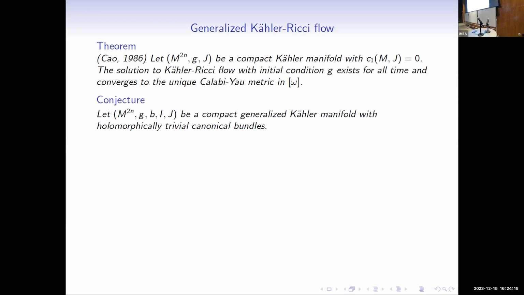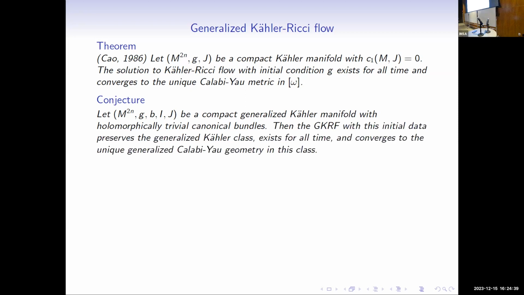Okay, so we can at least write down now an even more concrete conjecture, which at least covers this closed spinor case that I talked about. So we have a compact generalized Kähler manifold with holomorphically trivial canonical bundles. What I mean here is that both generalized complex structures are defined by global closed spinors. Then one would expect a generalized Kähler-Ricci flow with this initial data to preserve the generalized Kähler class, exist for all time, and converge to the unique generalized Calabi-Yau geometry in this class, which we know a priori is actually just Kähler, right? So this conjecture is only in this restricted setting.